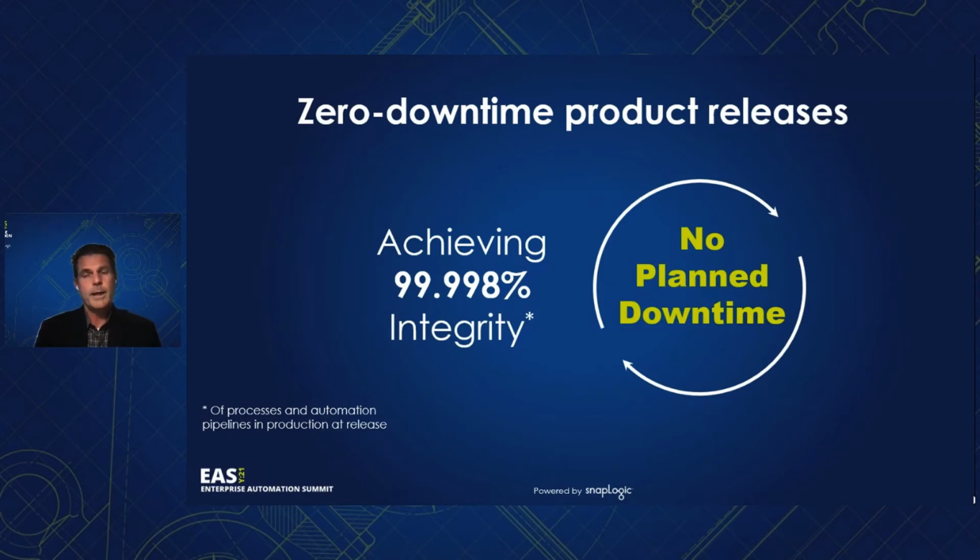And so really the goal here is to get to a telco grade system, which you probably heard of, the 5 nines reliability. So you can see from an integrity perspective, which means the number of processes and pipelines that are in production at the release, we've almost hit 5 nines. So we're very proud of that. And hopefully you guys have seen that and are no longer impacted. We think that's good for everybody.